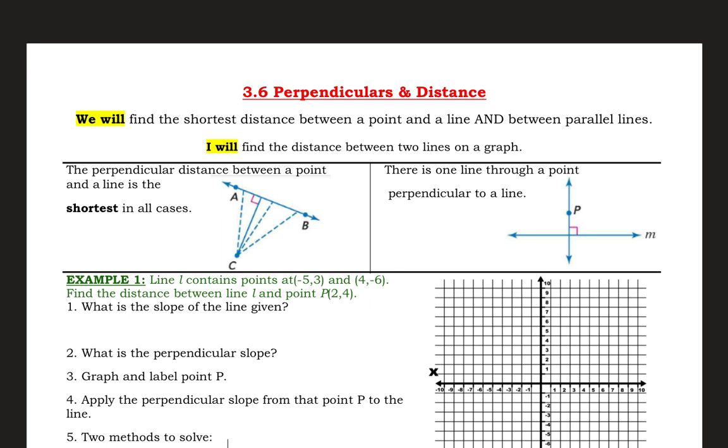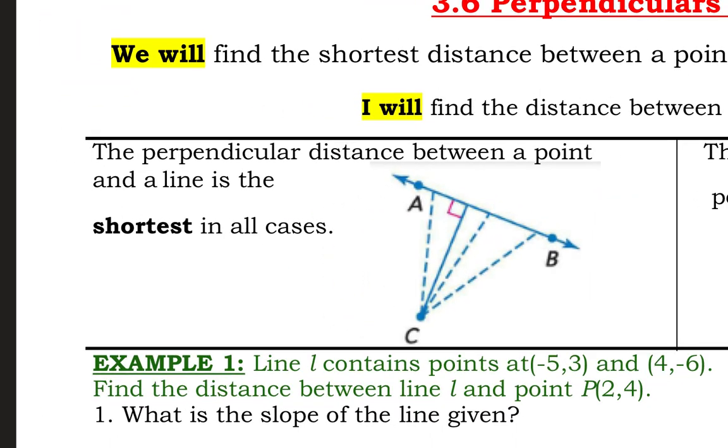So you're not only looking for distance, you're looking for that one that has the right angle. The reason that one's special is because it's the shortest distance from a point to a line, as long as it's perpendicular. How do I know what segment is perpendicular in this image? What are you looking for? The 90-degree angle. So this little segment right here is going to be the shortest distance from point C to this line.